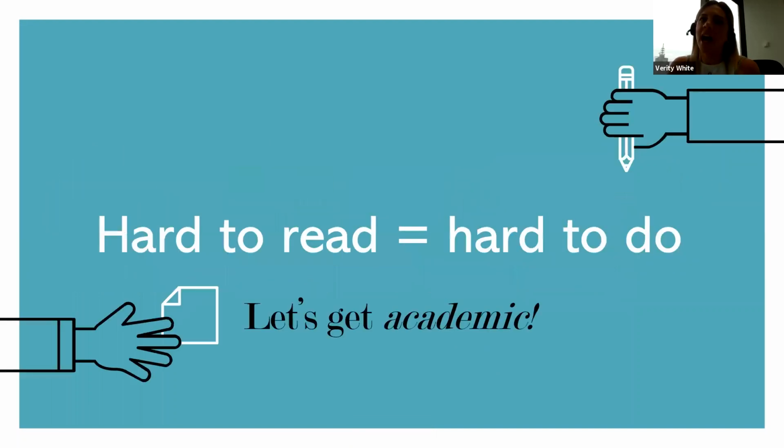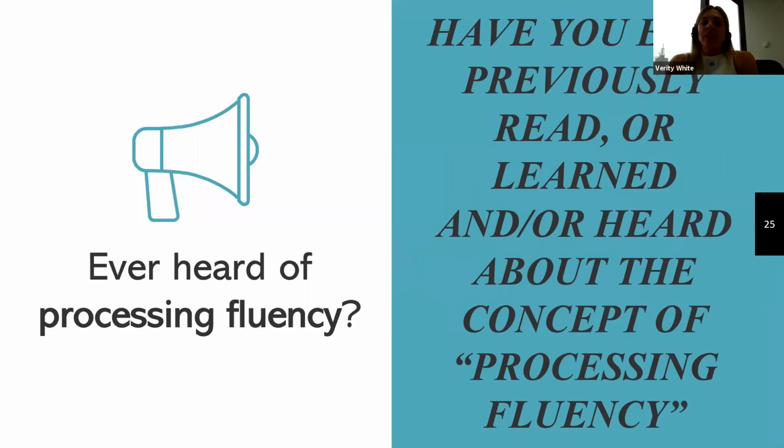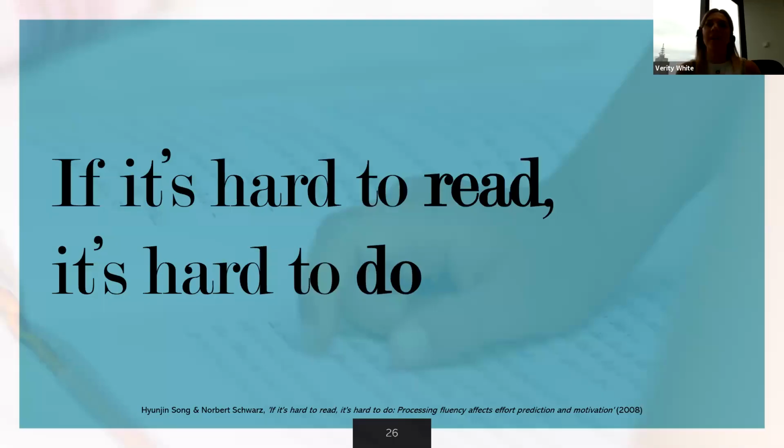All right, so we've been philosophical. It's time for us to get academic. We're going to get academic in our approach to contract redesign. Processing fluency is a key concept when it comes to looking at different ways of redesigning contracts. Here's the example: if something is easy to read, it's seen as easy to do. And the opposite, if it's hard to read, it's hard to do. Processing fluency is all about how easy or difficult something is for us to process cognitively.